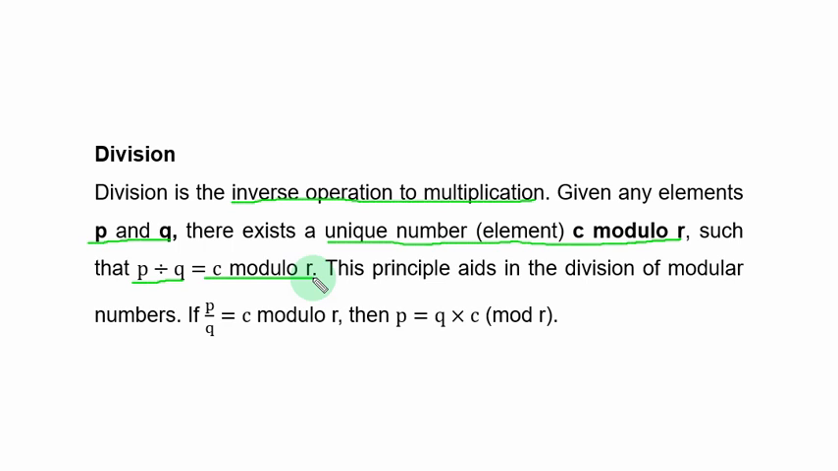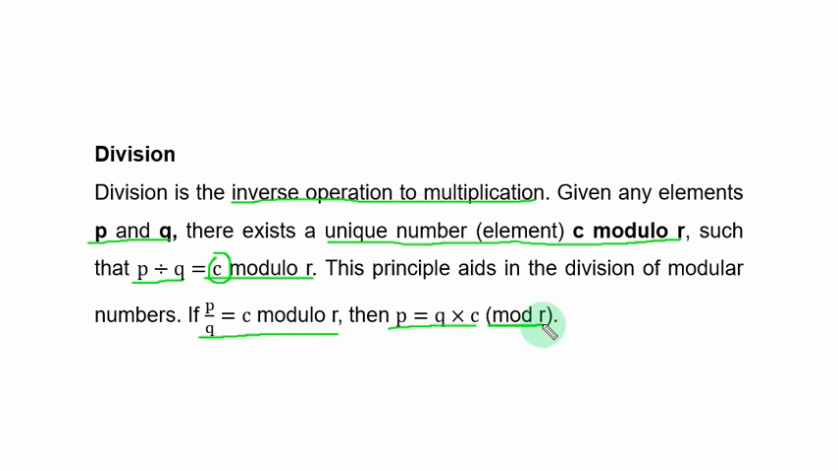Now this is what happens if you divide p by q under the given modulo. You are going to have remainder c. This c is what you look for in division of numbers in modular arithmetic. This principle aids in the division of modular numbers. If p divided by q is equal to c modulo n, for us to clear the fractions, we need to multiply c by q. So this expression also implies p equals q times c.